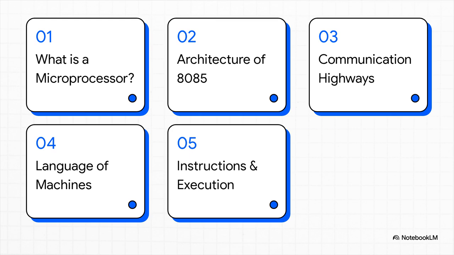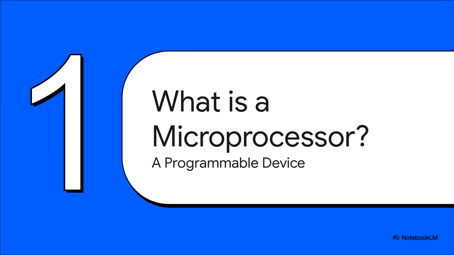So, here's our roadmap for this explainer. We're going to build this complex concept piece by piece. We'll start with what is a microprocessor. Then we'll cover the architecture of the 8085, map out the communication highways, decode the language of machines, and finally, wrap it up with instructions and execution. Okay, let's dive right into our first topic.